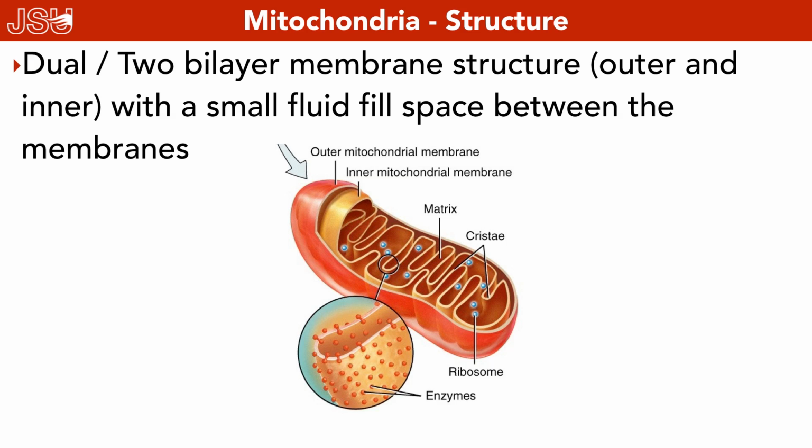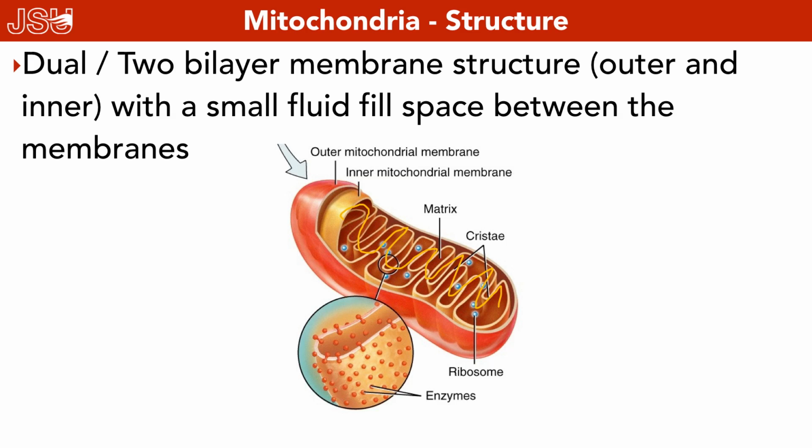Okay. Mitochondria structure: it has a dual membrane structure. It has an outer membrane and an inner membrane. The inner membrane is where the reactions happen. Now, the inner membrane is highly folded. This orange, you see how it's folded like that? There's a reason for that.